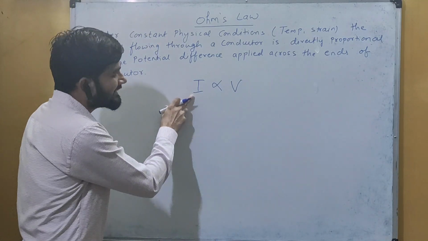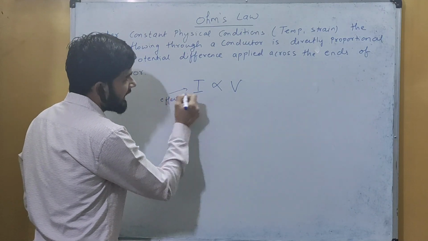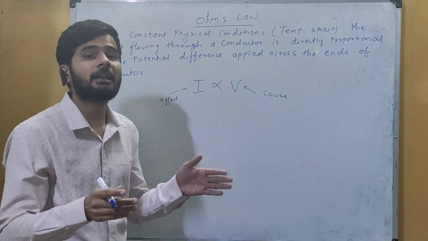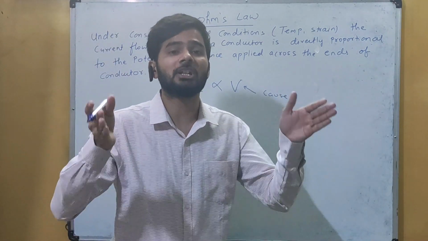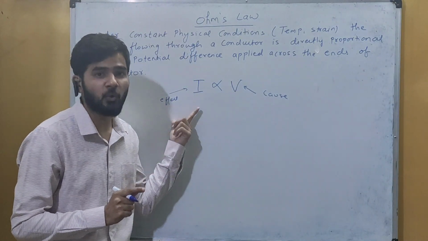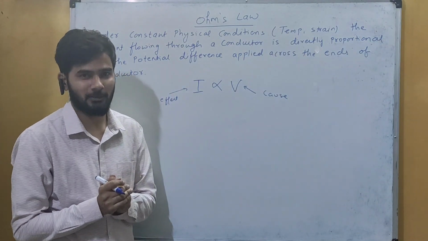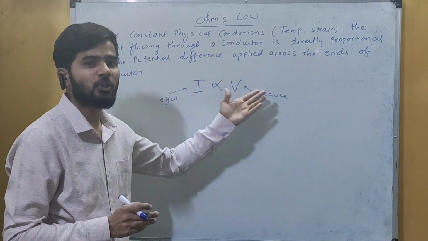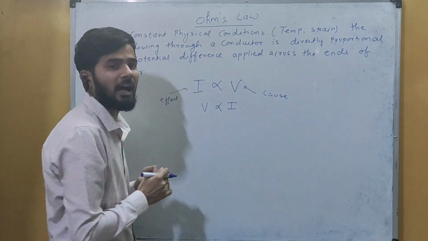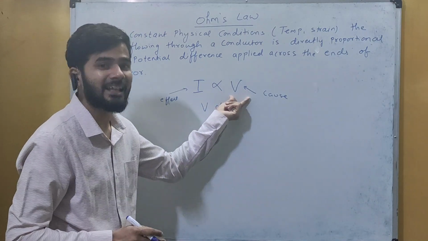Now, here this current is the effect and this potential is the cause. इसका मतलब क्या है कि जब दो कंडक्टर्स के बीच में हम पोटेंशियल डिफरेंस अप्लाई करेंगे तब जाके वहां पर कोई भी करंट फ्लो होगा, and that's why this current is the effect and V is the cause. Okay, so because of this cause and effect, I can write V is directly proportional to I. Because of the cause we have the effect. Effect की वजह से cause नहीं होता है.